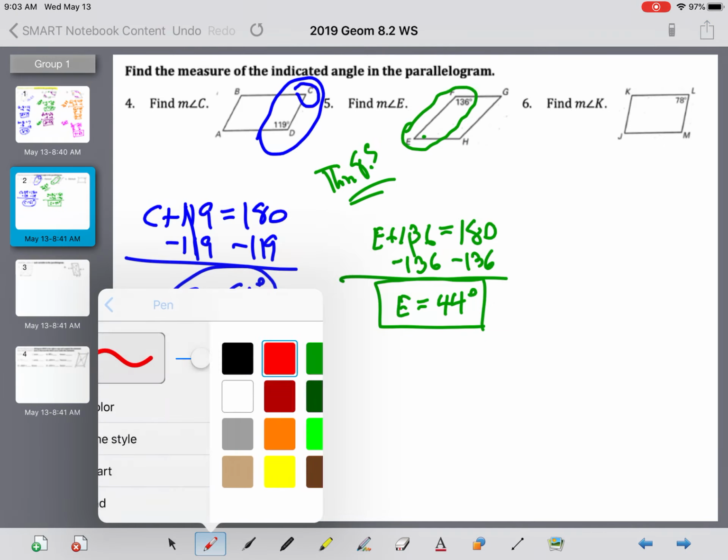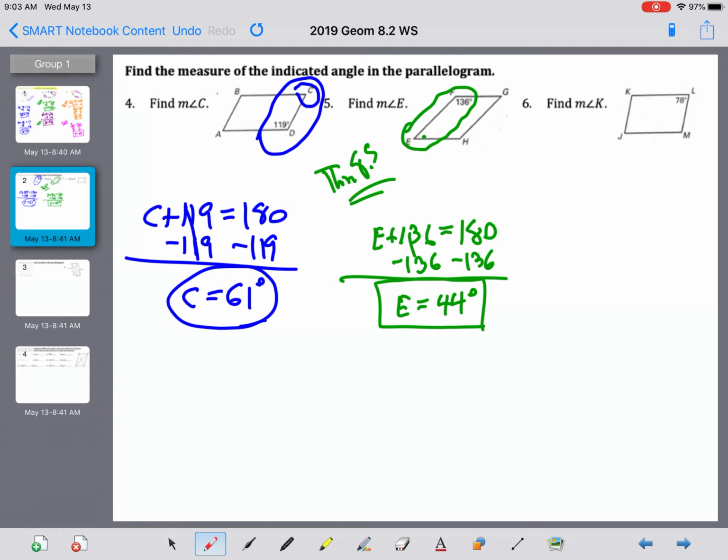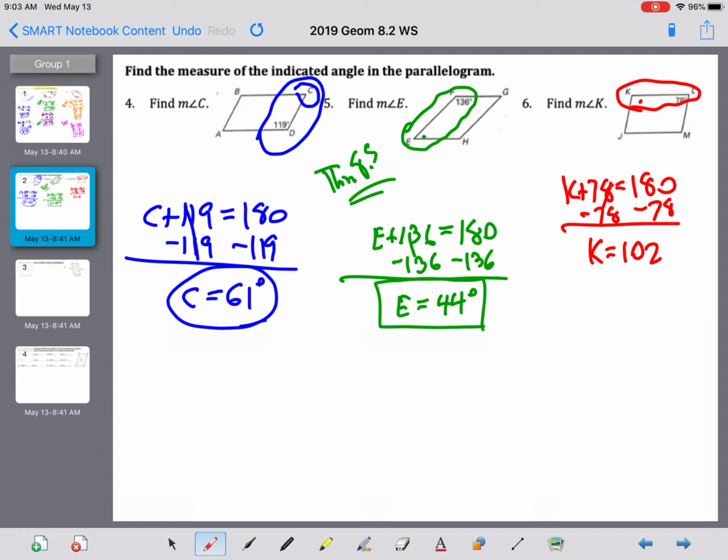And finally, we're going to take a look at this one, find angle K. Again, these two angles are consecutive, so they'll add up to 180. Subtract 78, subtract 78. K equals 102 degrees. So again, all of these we're using Theorem 8.5 that says consecutive angles are supplementary.